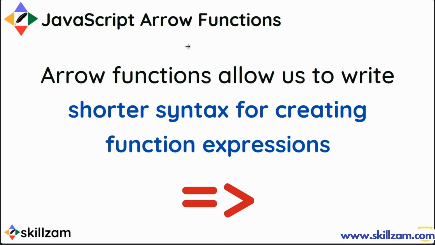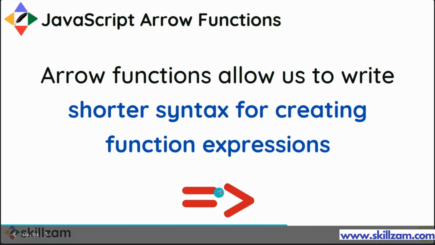There you are going to use this arrow function a lot, because that is the callback function we are going to use. But for now, let's understand what this arrow function is. An arrow function allows us to write a shorter syntax for creating a function expression. The main symbol that we are going to use is the equal to sign and the greater than sign, combined together. We'll see how.